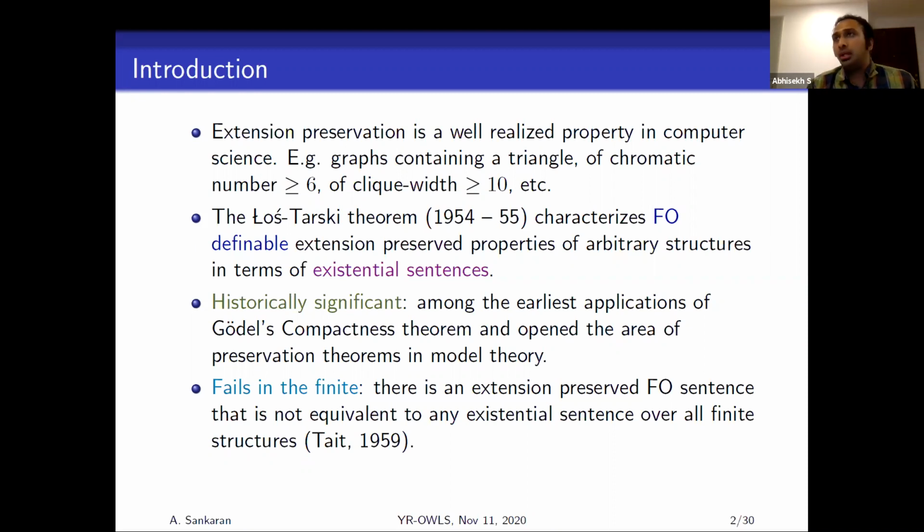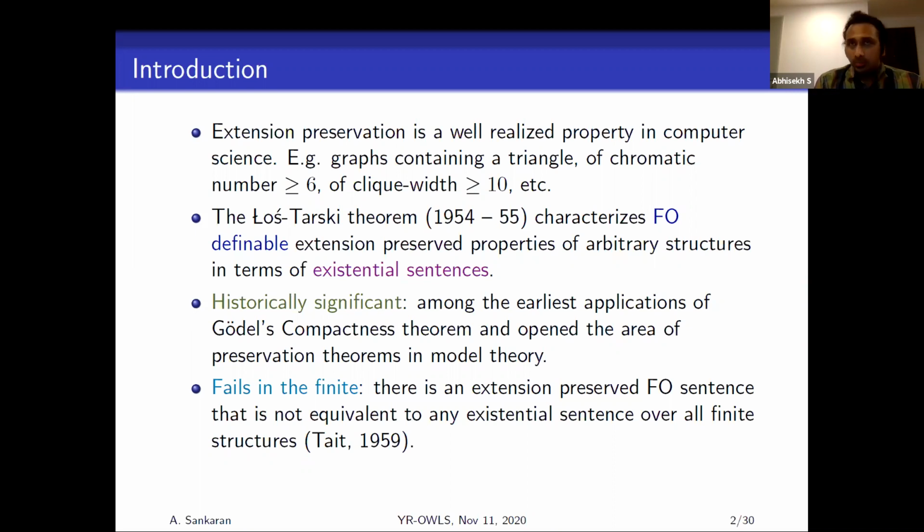For example, if you take a graph containing a triangle, and you take any induced supergraph of it, or an extension of it, then the resulting extension continues to have a triangle. So having a triangle is extension closed. In the same way, you can verify that the property of having chromatic number greater than 6 or having a clique greater than 10 are all extension closed properties.